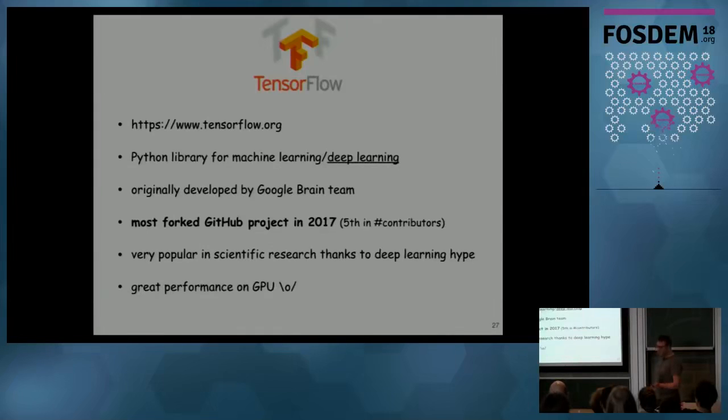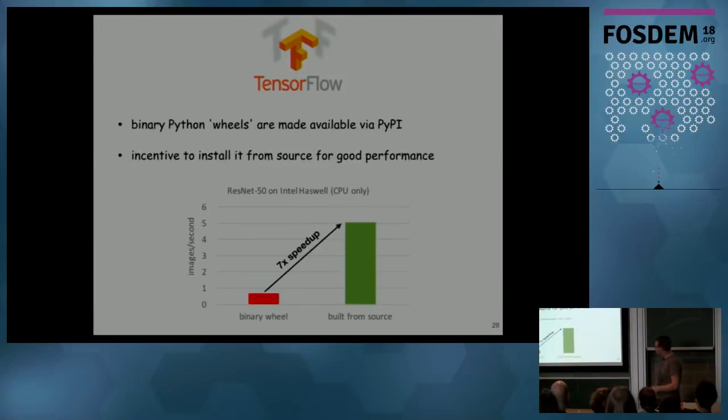Now, installing TensorFlow is not that hard. They give you binary wheels, you do pip install wheel, done, right? Well, it works, but there's actually a very good reason that you want to still install it from source. This is a small test I did on, let's say, a 4-year-old Intel Haswell server. If you use the binary wheel, you'll get not even 1 image per second on this particular benchmark. If you build it from source, you get a 7x speed up. So you probably want to build it from source.